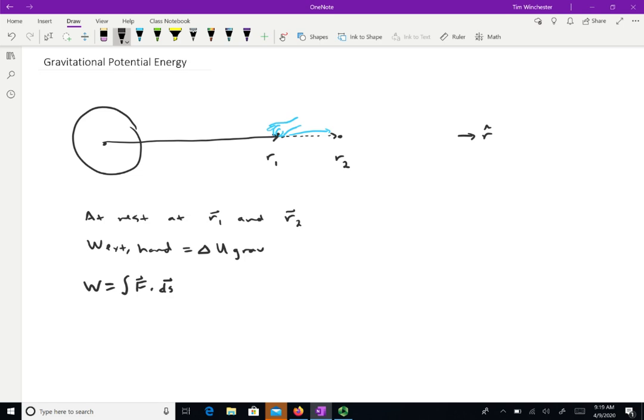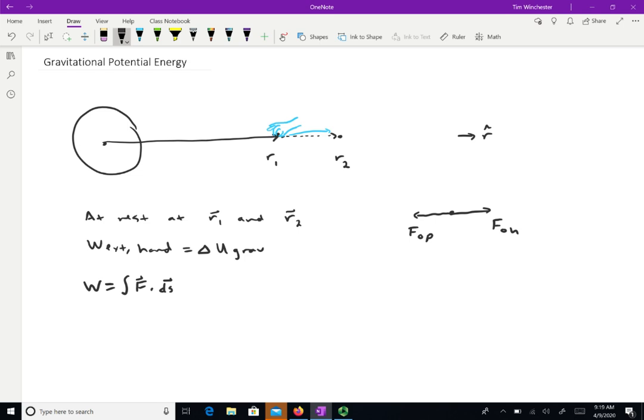We can tell that has to be true because if I draw a free body diagram for the object, I've got a force on the object by the hand, and that has to balance out the force on the object by the planet. If the object is moving at a constant speed, it's not accelerating, so all forces are in equilibrium. Those two forces should be equal to each other. So the hand's exerting a force to the right, the displacement's to the right. So that simplifies F dot ds.